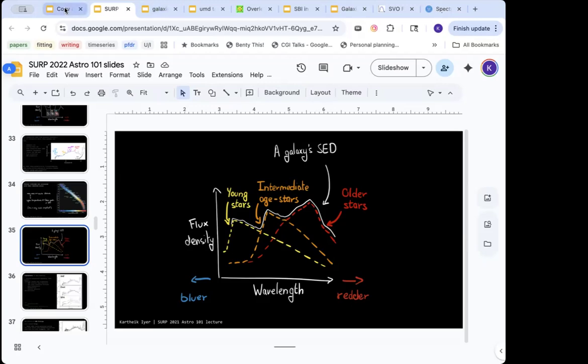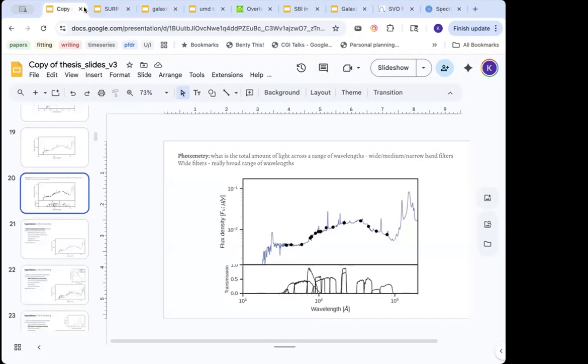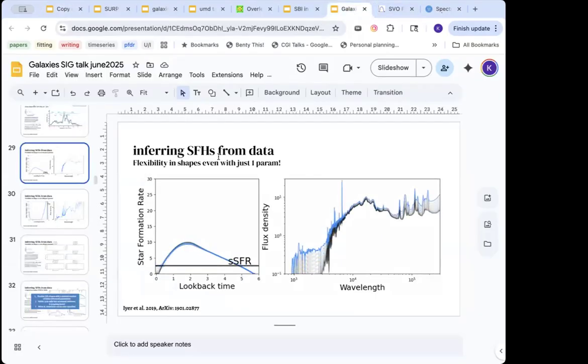So for that, I think I had, yeah. So this is basically, on the x-axis, you have amount of time looking back into the past. And on the y-axis, you have star formation rate, which is the rate at which it's forming new stars. And you can see as you change the star formation rate, how you're changing the amount of light that's coming in, especially at these blue wavelengths, right?